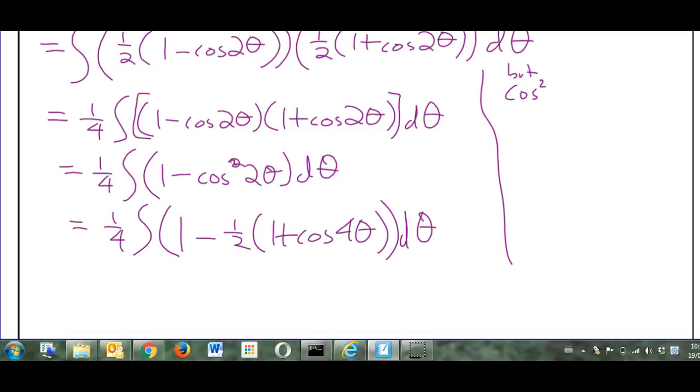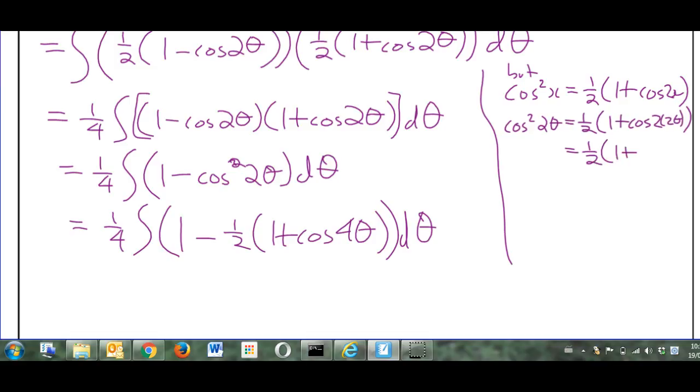Okay, so remember, cos squared x is equal to 1/2 of 1 plus cos 2x. Now for us, what's the x? It's a 2 theta. So everywhere we see an x, we're just going to write 2 theta. So cos squared 2 theta is equal to 1/2 of 1 plus cos of 2 times 2 theta, which is 1/2 of 1 plus cos 4 theta. So that's where the 1/2 of 1 plus cos 4 theta came from. And the idea was just, hey, look, we've got a cos squared of something again. Fine, let's just replace it.